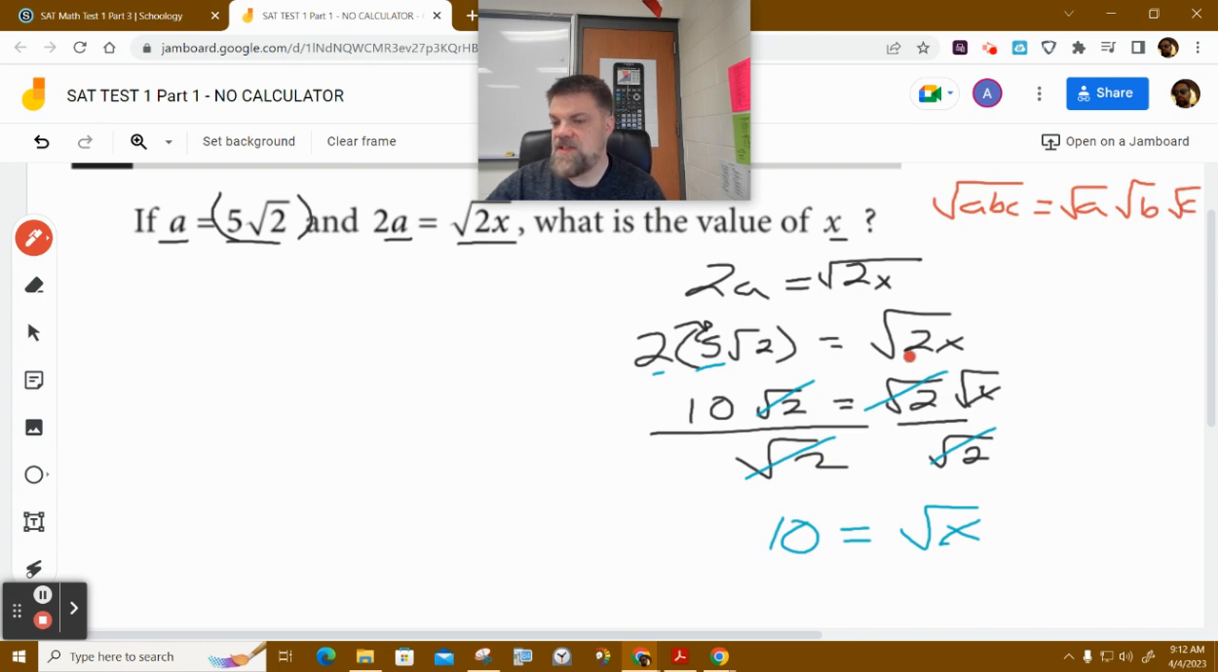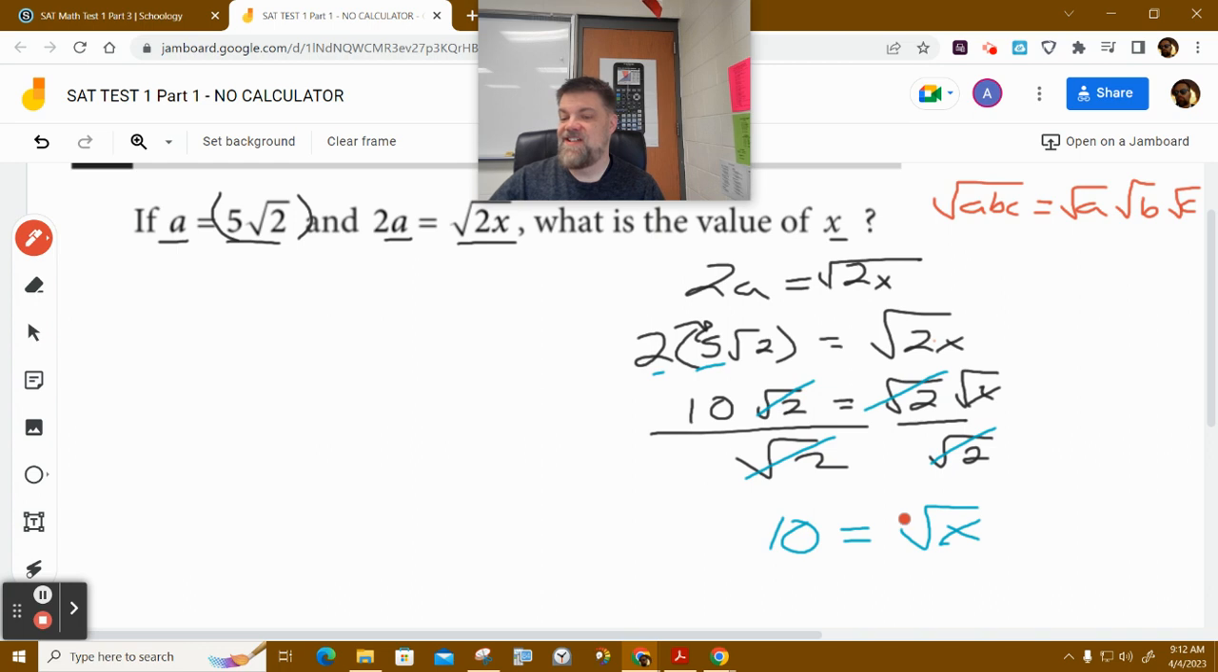I did that because I was like, oh, look, I have the square root of 2 and I have the square root of 2. I can simplify that. So I separated the 2 and the x so that I could divide both sides by the square root of 2, and that eliminates the square roots of 2. Okay. But now I have 10 equals the square root of x.